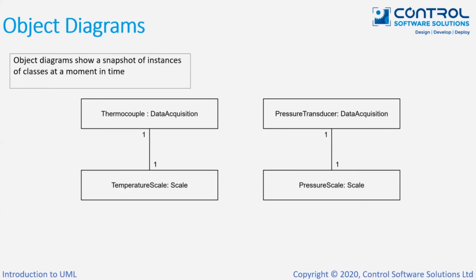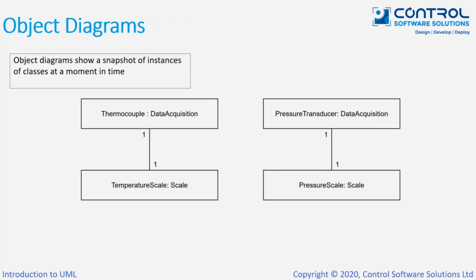So an object is an instance of a class. Similarly, I've created two scales: a temperature scale and a pressure scale, and they are both of type scale. This could be an object, or it could be just a type definition, depending on how we'd represented it, perhaps with a stereotype. And I've got multiplicity there to show that one data acquisition thermocouple object has one scale, and you can show one or many.